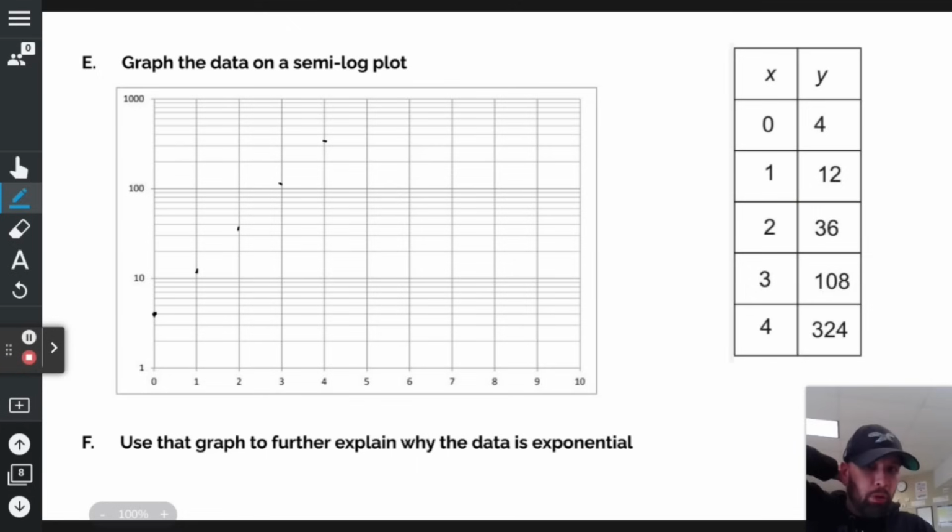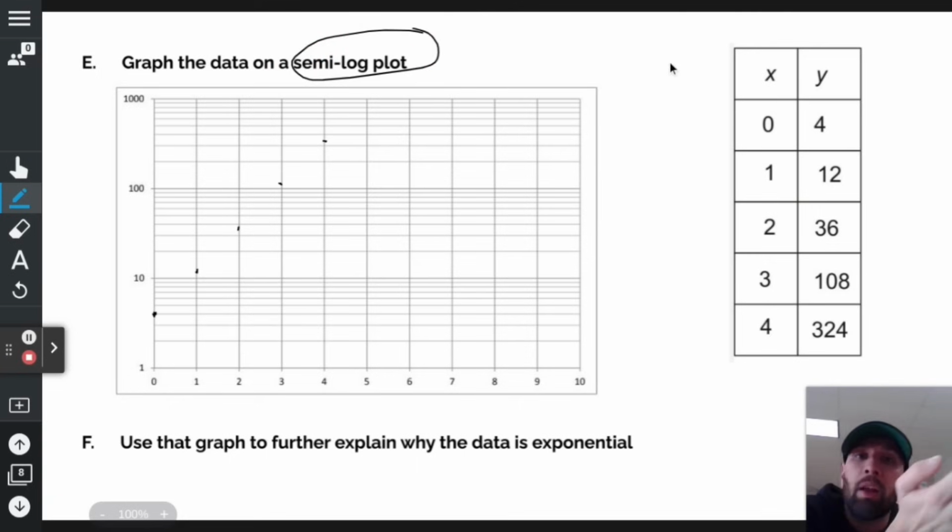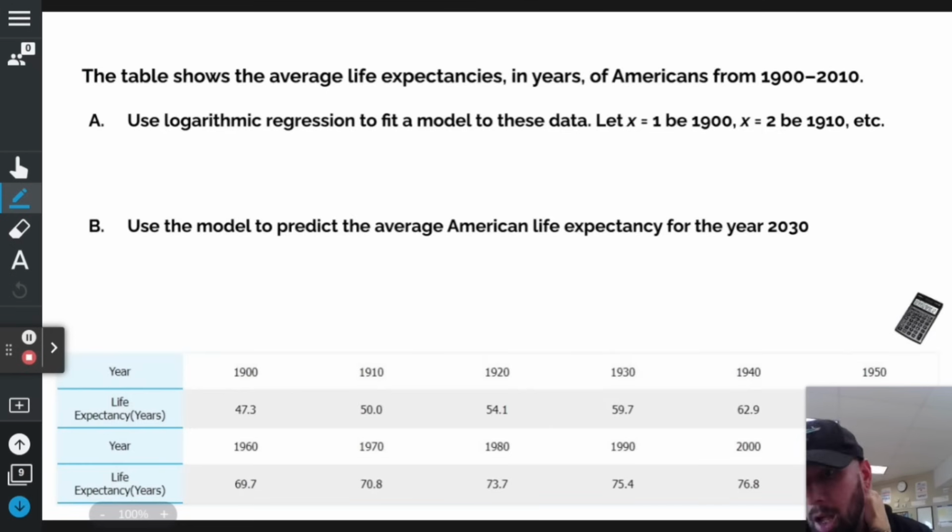Use that graph to further explain why the data is exponential. Well, I'm not going to write it out because I don't have space, but this data is exponential because when I graphed it on a semi-log plot, I got a straight line. And that's what you're supposed to get. If it's exponential or logarithmic and you graph it on a semi-log plot, you're going to get a straight line. If you graph something that is not exponential or logarithmic on a semi-log plot, you're not going to have a straight line. Simple. Except that it's very complicated because no one uses semi-log plots.